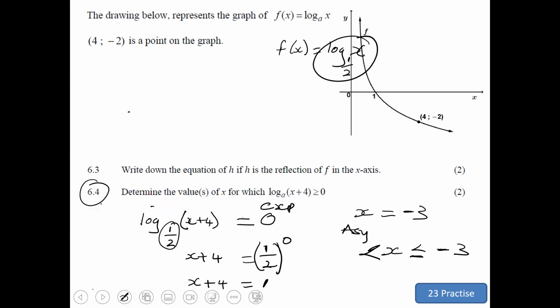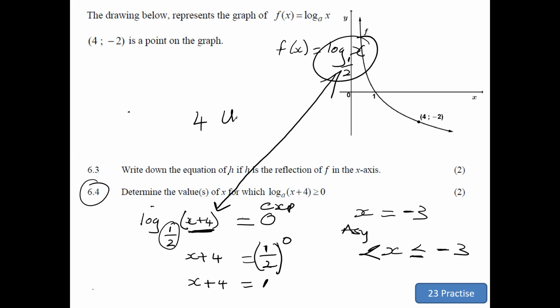In terms of transformation, if we compare, aren't you just looking at 4 units to the left, sir? The translation from here to here, if we solve for x here, it's -4. So this graph is shifted 4 units left. So if the asymptote is at 0, where will the new asymptote now move to? Will it be -4?